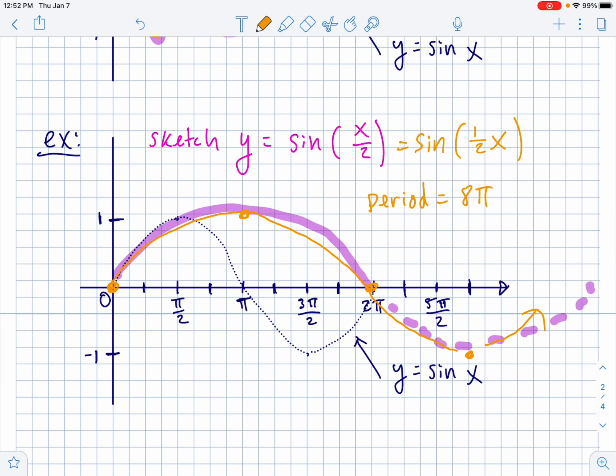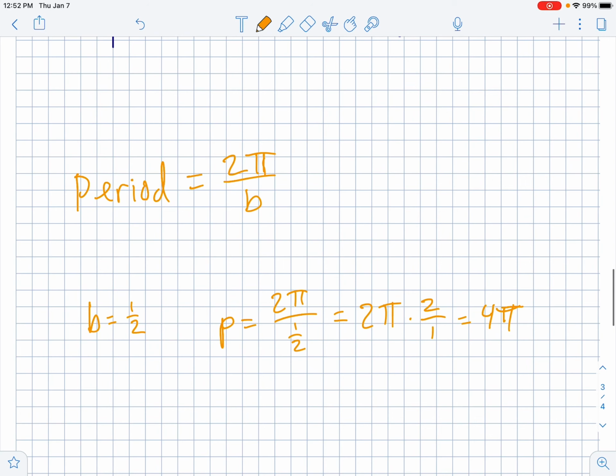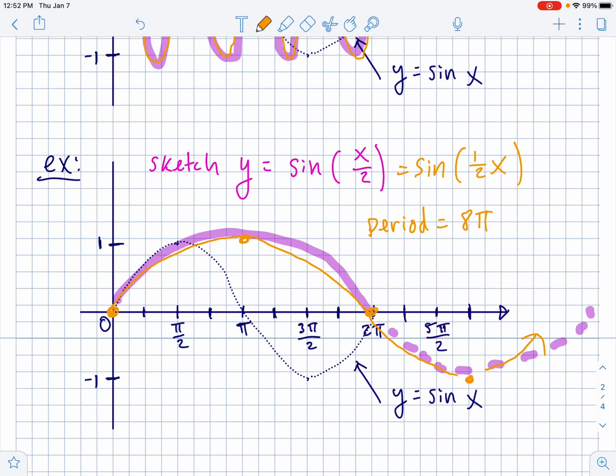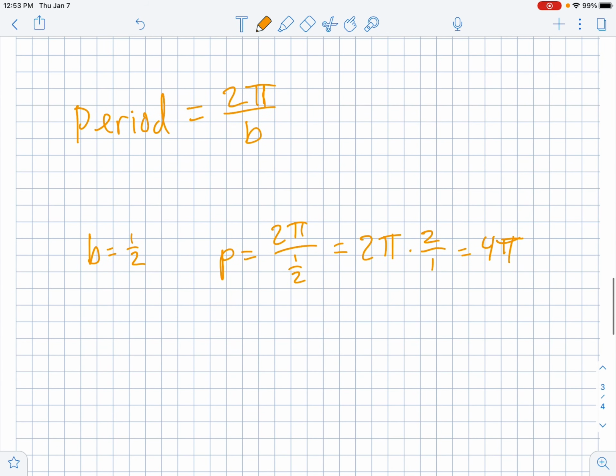So that works for that last problem, where we kind of reasoned it out. Oh, sorry, I put 8 pi. That should have been 4 pi. My bad. Four pi. So it works that we get 4 pi by just plugging in a b value of 1/2 into this formula right here. All right, you guys, it's just a horizontal squish and stretch, same as we've always done, but it affects the period.